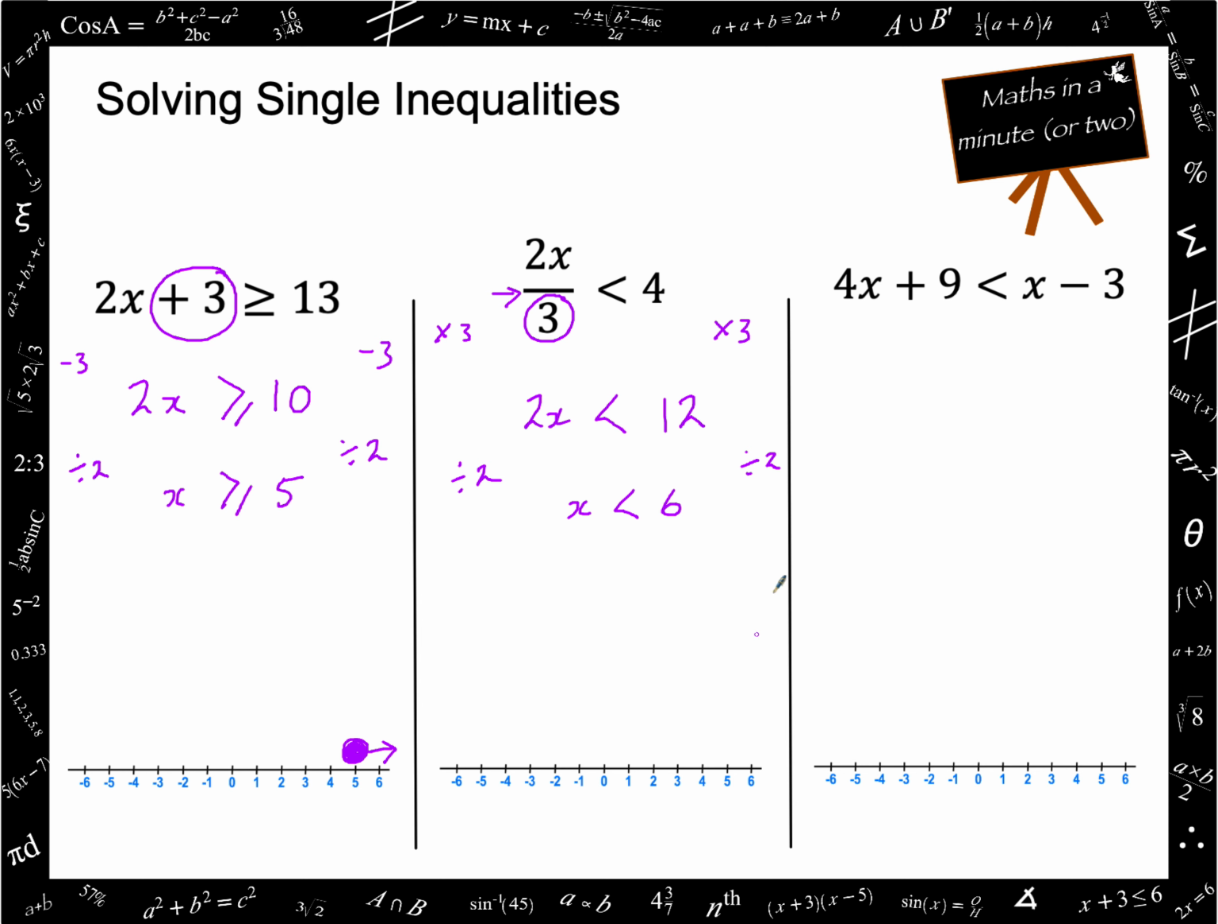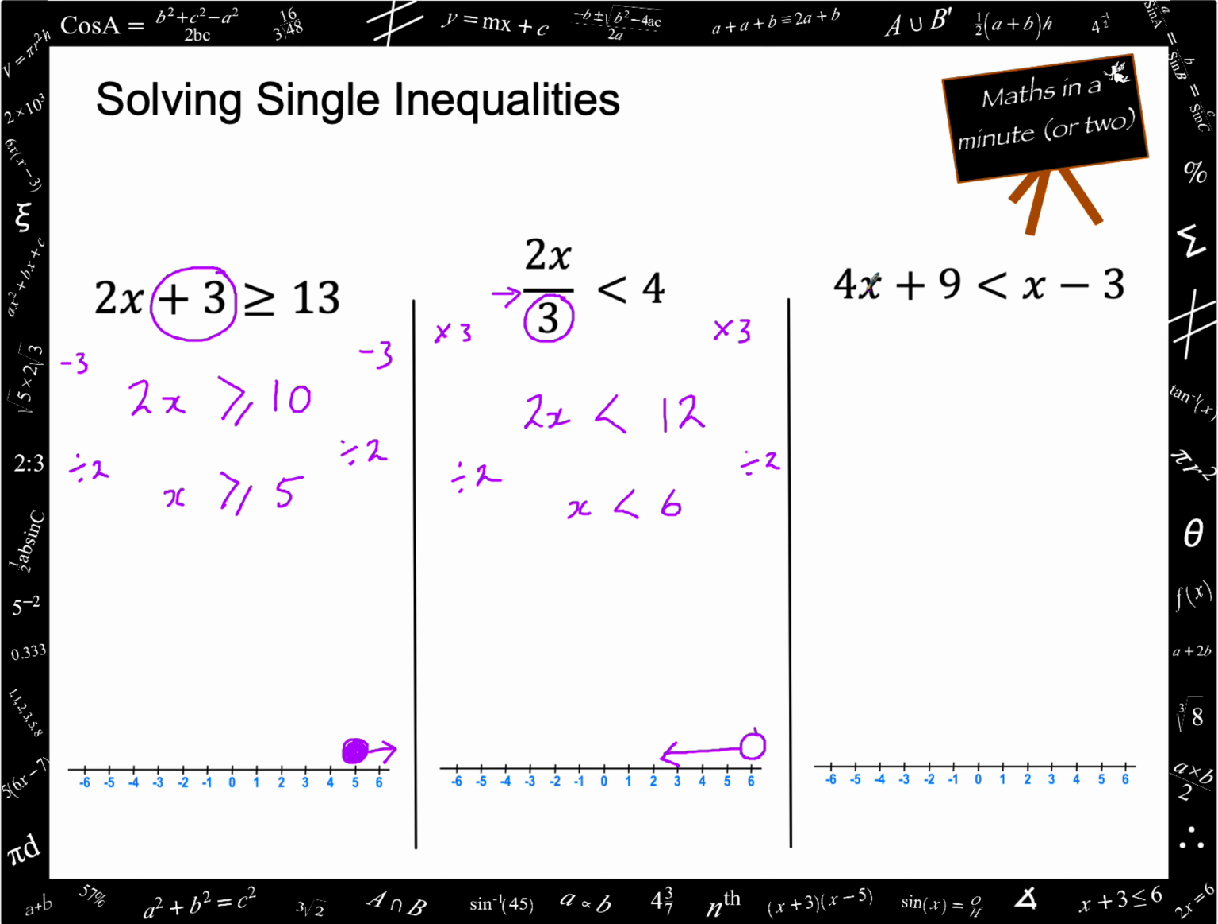Now to put that on the number line, x is less than 6 means we are going to put a circle above the 6, but it's going to be empty this time because it doesn't include the 6, and the arrow is going to the left because it's anything less than it.